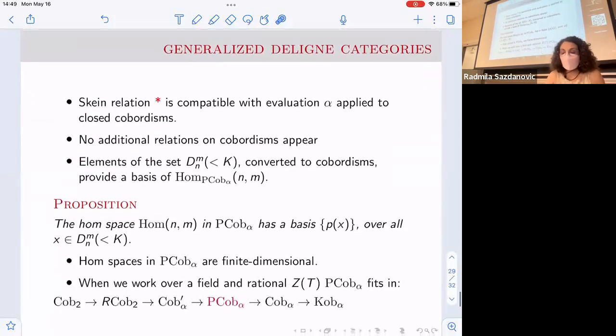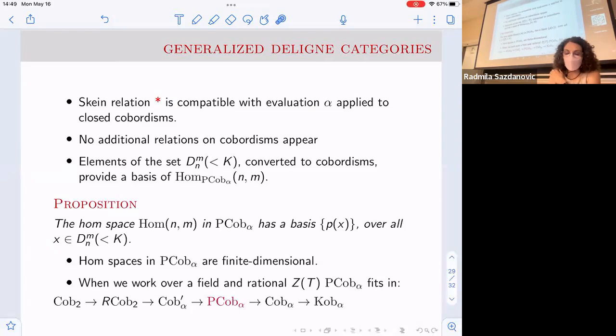Of course, there are things that we need to check here, right? Because everything works well on the level of diagrams. We need to actually check that this skein relation plays well with the evaluation with the function alpha. And that's not hard to check. And you need to check that there are no additional relations that appear. Because again, we have all the relations that we need, and more relations would make things collapse further, and that's not good.